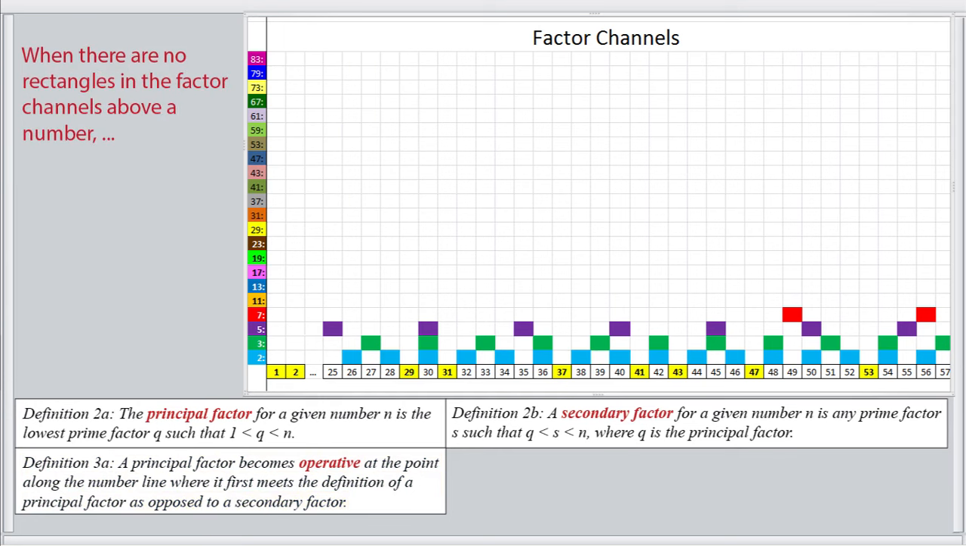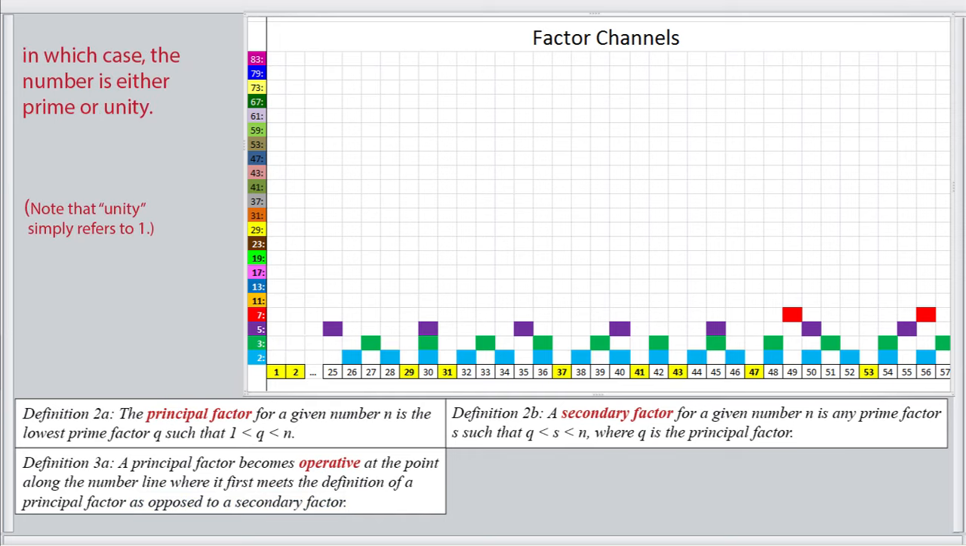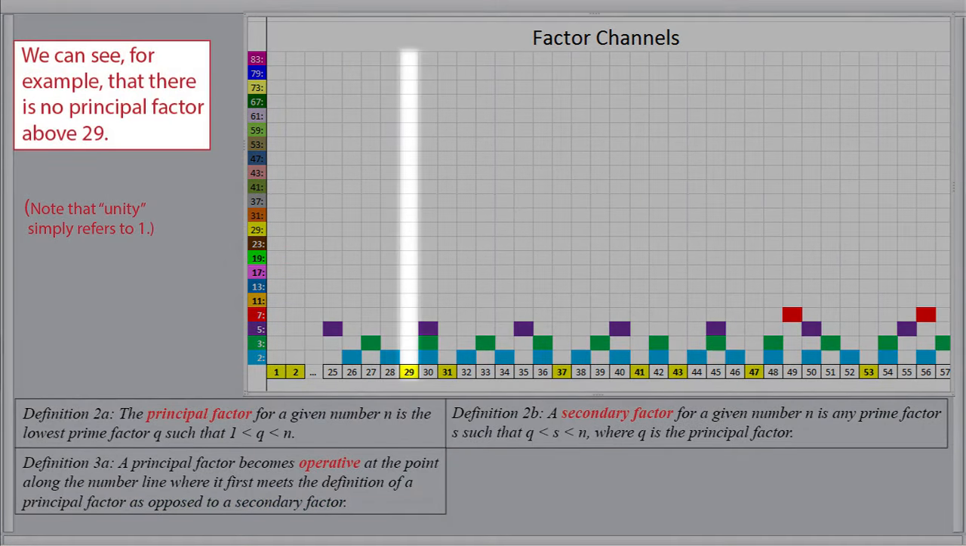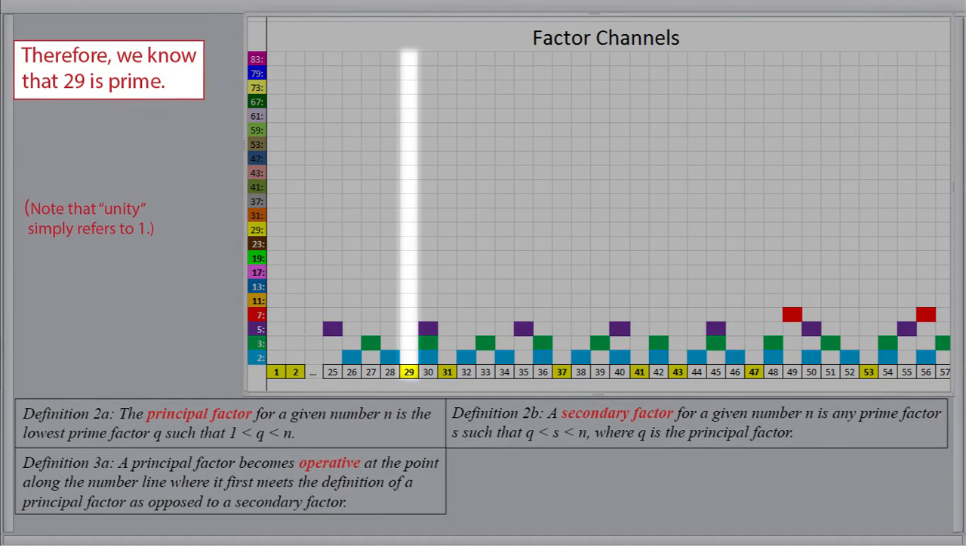When there are no rectangles in the factor channels above a number, we say that there is a tunnel above the number, in which case the number is either prime or unity. It has no principal factor. We can see, for example, that there is no principal factor above 29. Therefore, we know that 29 is prime.